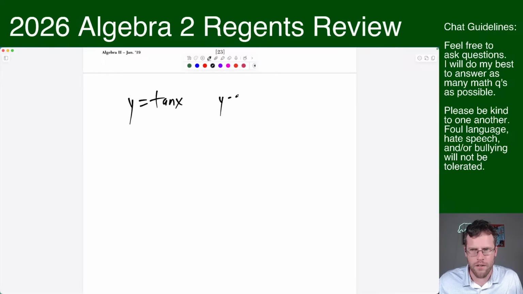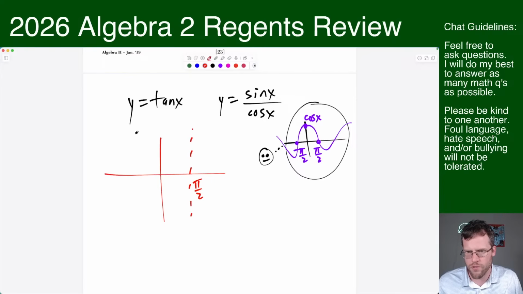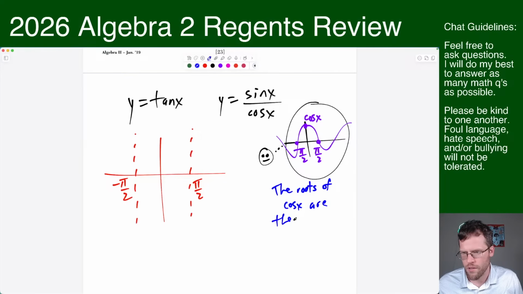Now remember, you learn tangent is equal to sine over cosine. So what I think about is the graph of cosine. So cosine of x looks like this, right? It just goes like that. It has roots at pi over 2 and at negative pi over 2. Okay, so this would be the graph of cosine. So that's why the graph of tangent has vertical asymptotes at pi over 2 and negative pi over 2. So just remember this phrase. The roots of cosine x are the vertical asymptotes of tangent.